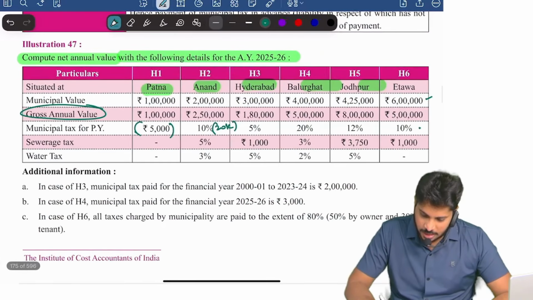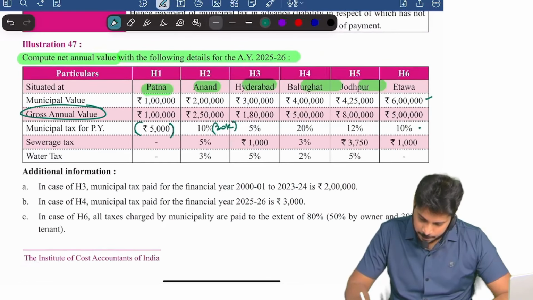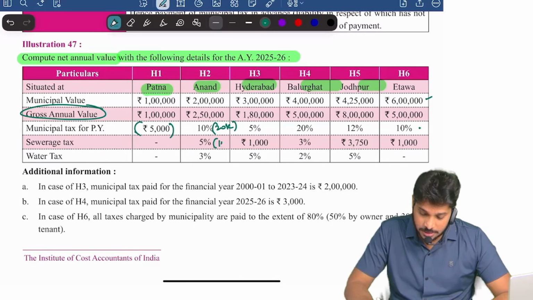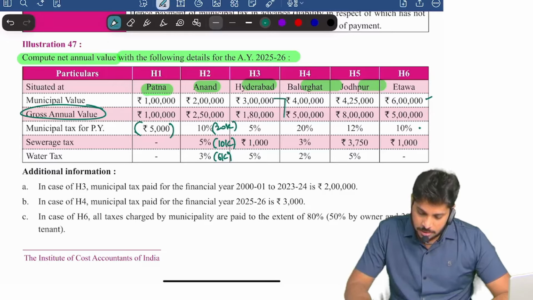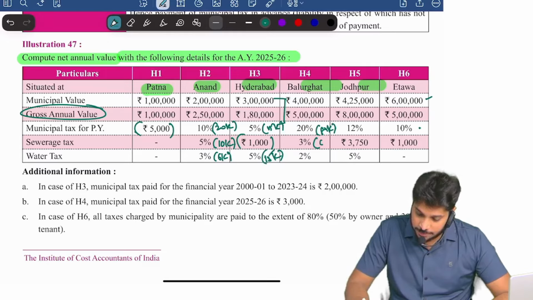Next look at. So 20k. 5% means what? 2 lakh into 5%, 10,000. Water tax is what? 6,000. Now again here. Okay, 5% means 15,000. Here it is 1,000 as usual. And again 5% means 15,000. Now again 20% means 80,000. 3% means 12,000. Then here 2% means 8,000.